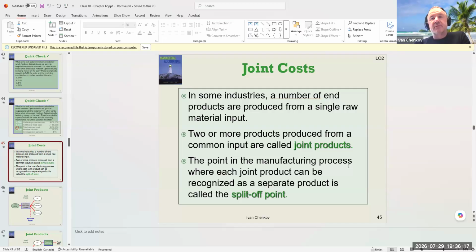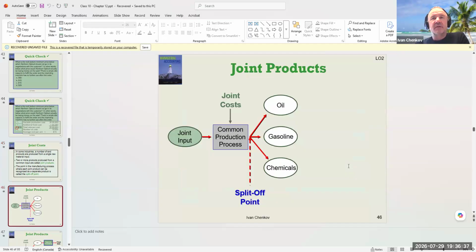The point of the manufacturing process where each joint product can be recognized as a separate product is called the split-off point. So at some point, once we can see, okay, this is cheese now, this is butter, this is cream, this is milk, the other one is yogurt, that will be the split-off point. The split-off point is simply where we have a joint input and a common process for that joint input, and at some point we split the product into oil, gasoline, and chemicals. The point where I can identify each of those is called the split-off point.